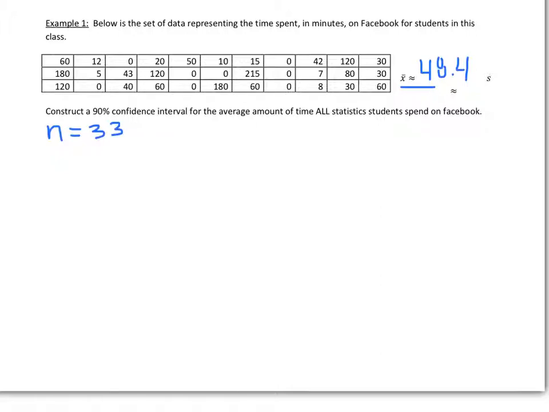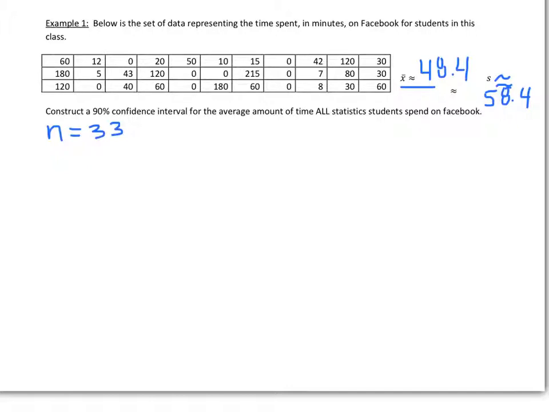I'm going to guess that all my stats students, not just this one class but all of them, spend about 48.4 minutes on Facebook. But I can't be sure that's going to be exactly the case, so I'm going to figure out some wiggle room, some error, in a minute. Since this is a sample, my sample standard deviation from the calculator is 58.4. That one I wouldn't want you to do by hand, because the main part of this problem is making the confidence interval, not doing a standard deviation by hand.